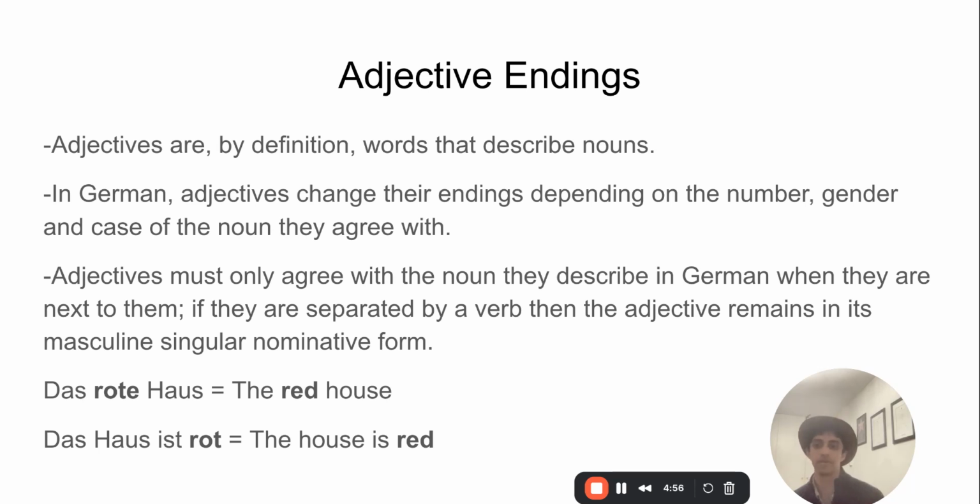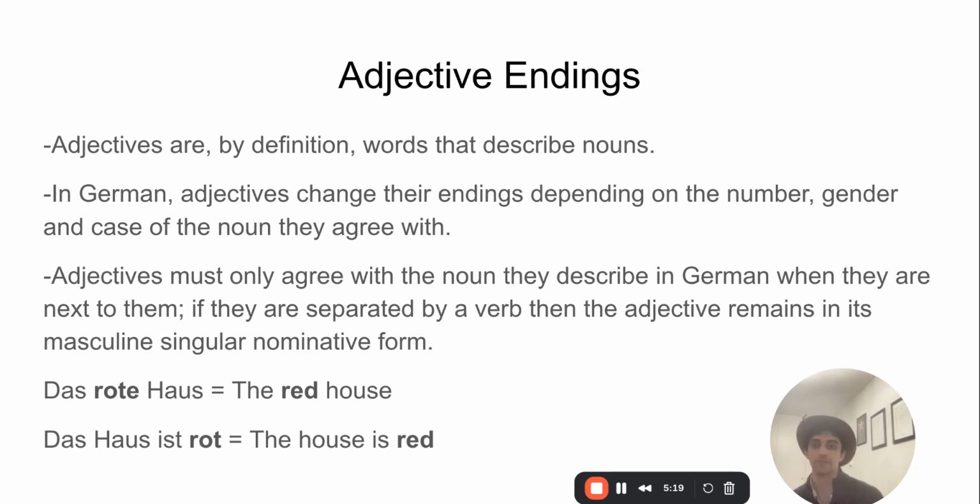So if there's a verb in there separating the noun from the adjective describing it, then there's no agreement whatsoever. The adjective itself will just remain in its masculine singular nominative form. So that removes quite a few headaches, potentially. You don't have to think about agreements when the adjective doesn't come right next to the noun that it describes.